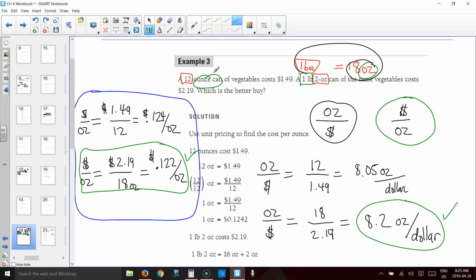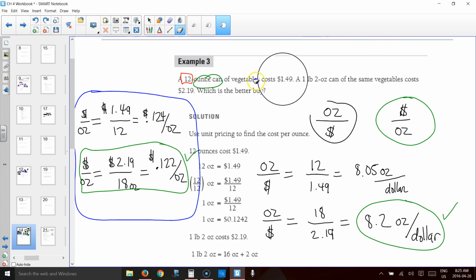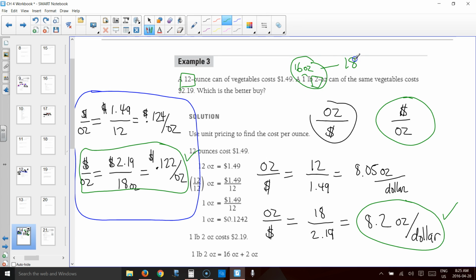And I want you to remember, just in wrapping up, that the very first step that we made here was that we had to get everything in the same units. We had to recognize that this is 12 ounces, and this is 2 ounces plus an additional 1 pound. We turned that into 16 ounces, and the 16 ounces and the 2 ounces totaled 18 ounces. That was the first step, turning everything into ounces so that we could actually do these calculations.